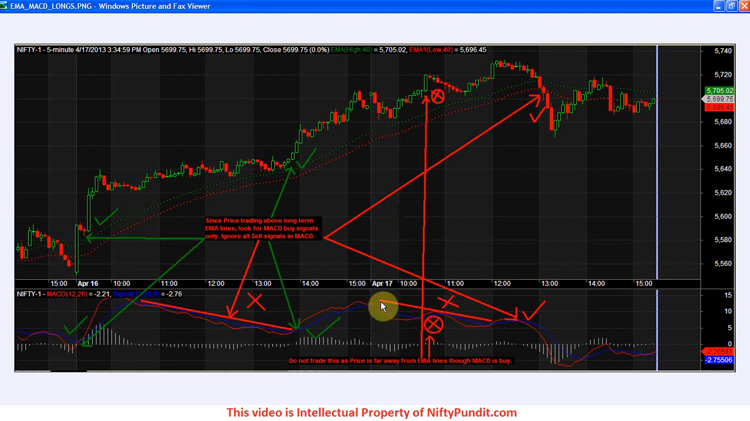Now there is another sell signal which we should ignore because the trend is up. Here a small buy signal came in the MACD. However, if you see the distance between the 40 high EMA and the price, it is much more. So you should ignore this kind of MACD signal whenever the price is far away from the long term trend prices.